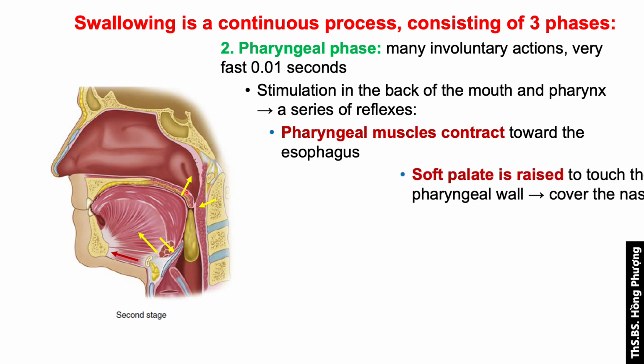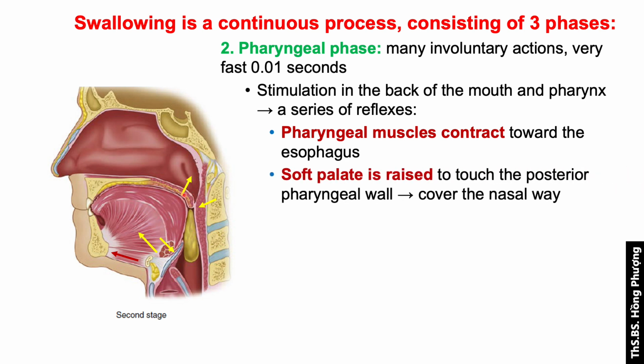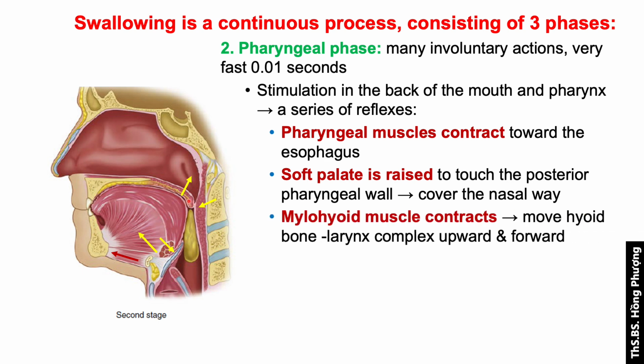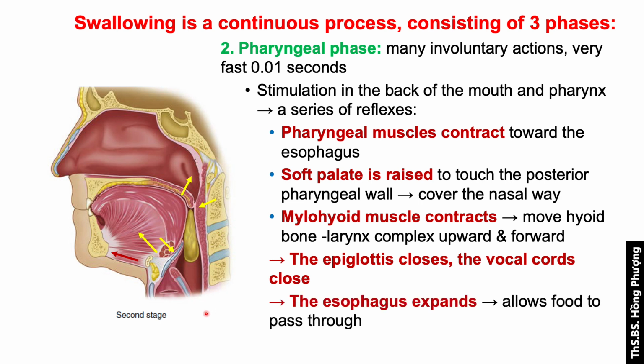The soft palate is raised to touch the posterior pharyngeal wall in order to cover the nasal airway. The mylohyoid muscles contract to move the hyoid bone and larynx complex upward and forward. So the epiglottis closes and the vocal cords close too, to prevent the food from moving into the respiratory tract. Concurrently, the esophagus expands to allow the food to pass through.